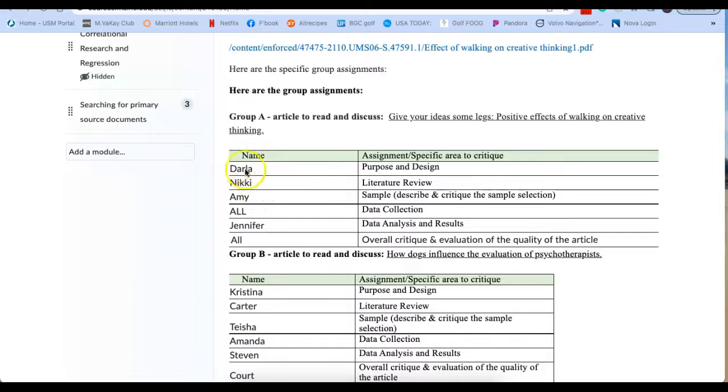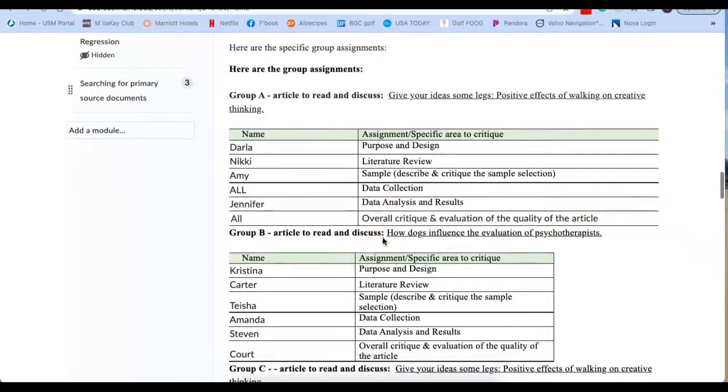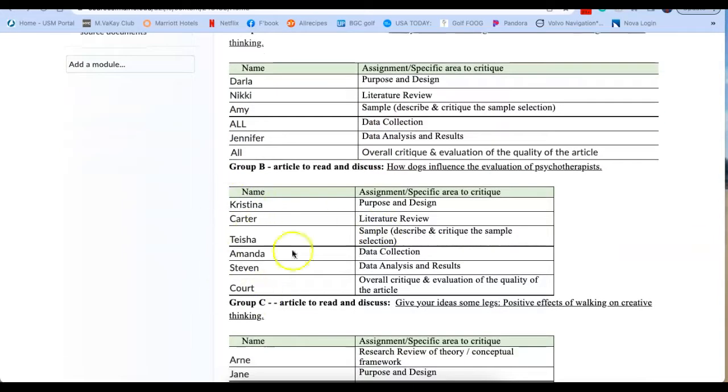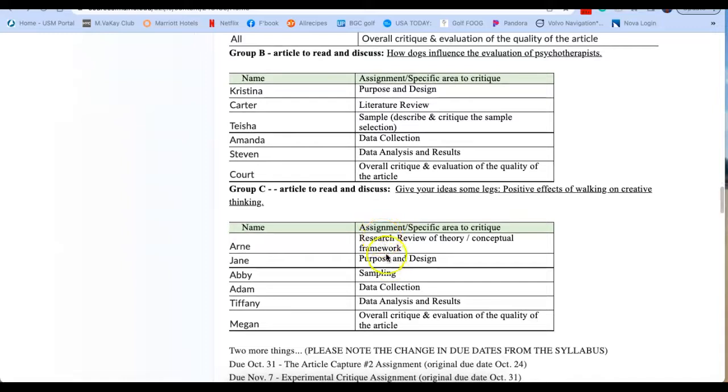So I'm asking Darla in this case to take the purpose and design. Nikki, lit review. Amy, sample. Everybody, please work on the data collection and everybody work on the critique. Group B, here are the members, the same thing. Amanda is going to be in charge of data collection all the way. Christina, purpose and design.